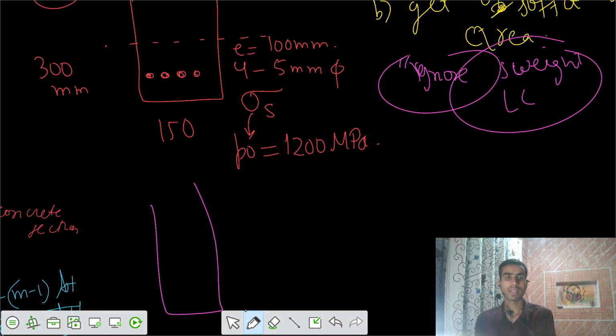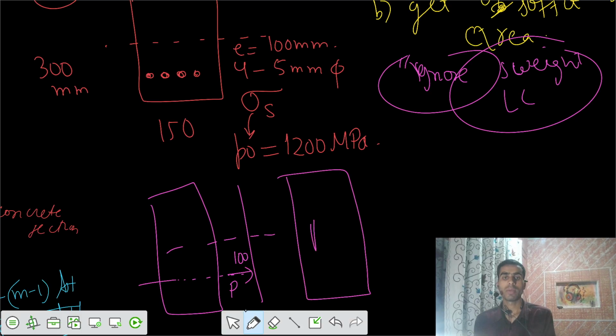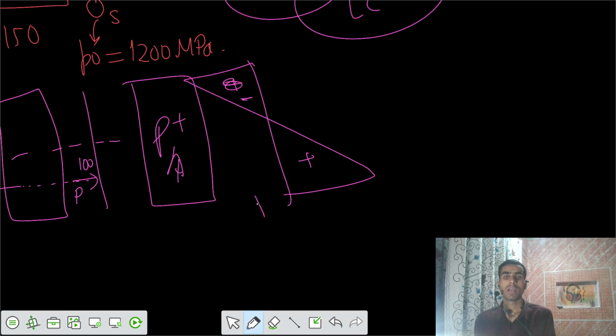I would say you have this section, and your bars are somewhere here such that there is some eccentricity from the neutral axis. Your eccentricity is 100 and the P force is there, and so the stresses would be P by A compressive, and there would be a variation of bending stress in this way, top tensile, bottom compressive, with values of PE by Z at the bottom, and at the top also we have PE by Z.